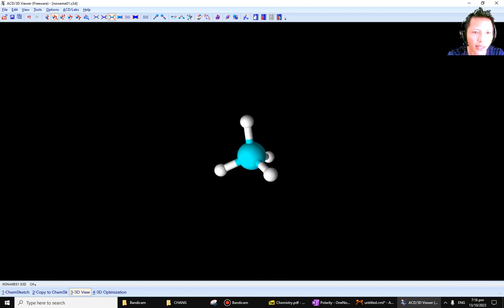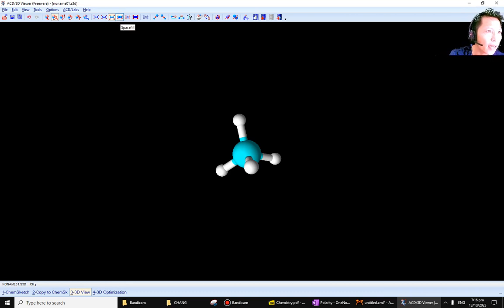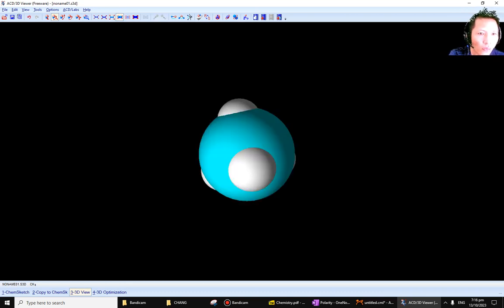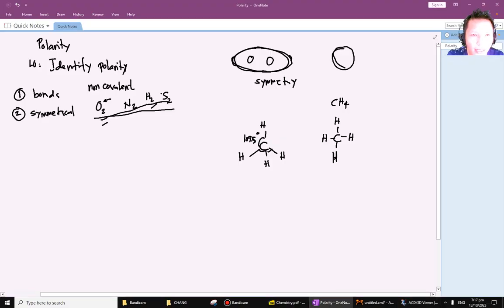This is the ball and stick model, while the other one is the space-filling model. Actually, it's spherical. As you can see, you have a sphere, and all the electron density is distributed equally throughout. Therefore, we say that this substance, CH4, is a non-polar substance. So that's how you look at a molecule in terms of polarity, in terms of symmetry. If it is symmetrical, meaning it is distributed all throughout, we say that those substances are non-polar.